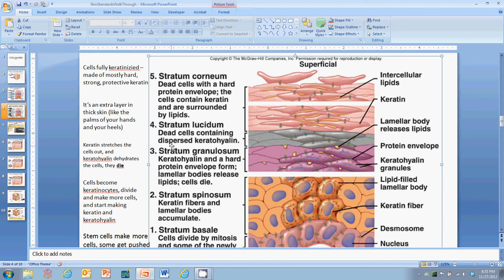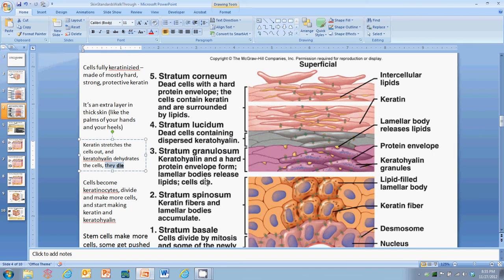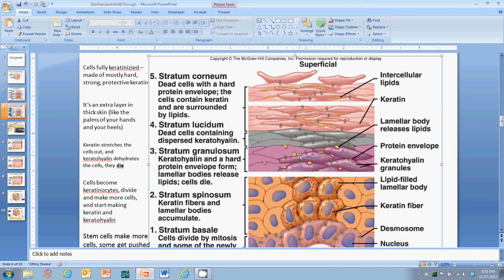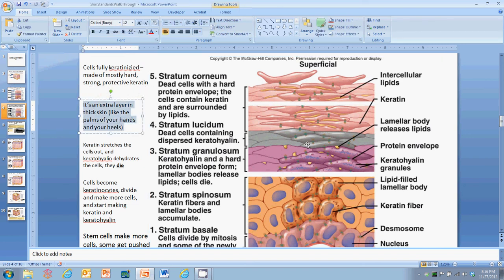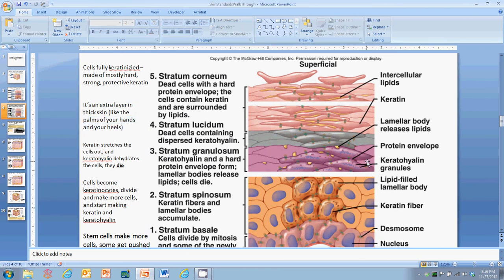That's in stratum granulosum. Keratohyalin forms a hard protein envelope. The hard protein envelope is that keratin protection. And the key thing you need to know is cells die. Cells die in stratum granulosum. This is where cells stop being alive. The layer above that is stratum lucidum. It's an extra layer in thick skin. So just for added protection, we'll have stratum lucidum sometimes, like in the palms of your hands and your heels. Same thing as stratum granulosum pretty much, just more of them, another layer.